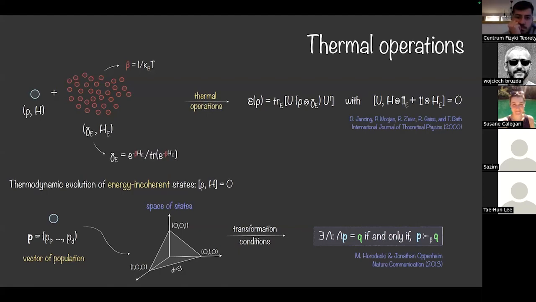And for those who don't know about majorization or thermomajorization, I wanted to say that this criterion that we are seeing here is pretty simple. In order to determine whether you can transform P into Q under thermal operations, you just need to check a finite number.